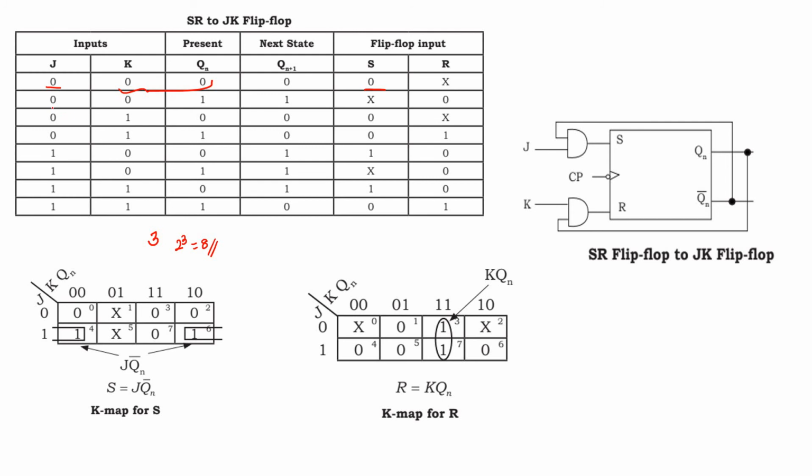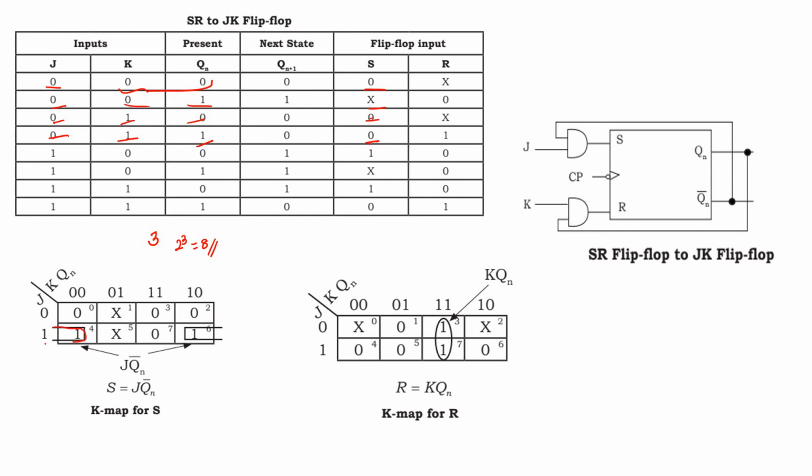And J is equal to 0, K is equal to 0, QN 1, S is equal to X. 0, 0, 1, 1, S is equal to 0. Then 0, 1, 0, S is equal to 0. In this way, we have to finish the remaining also. After finishing this, we have to simplify this by grouping the cells. Here 1 and 1, there's a corner cell.